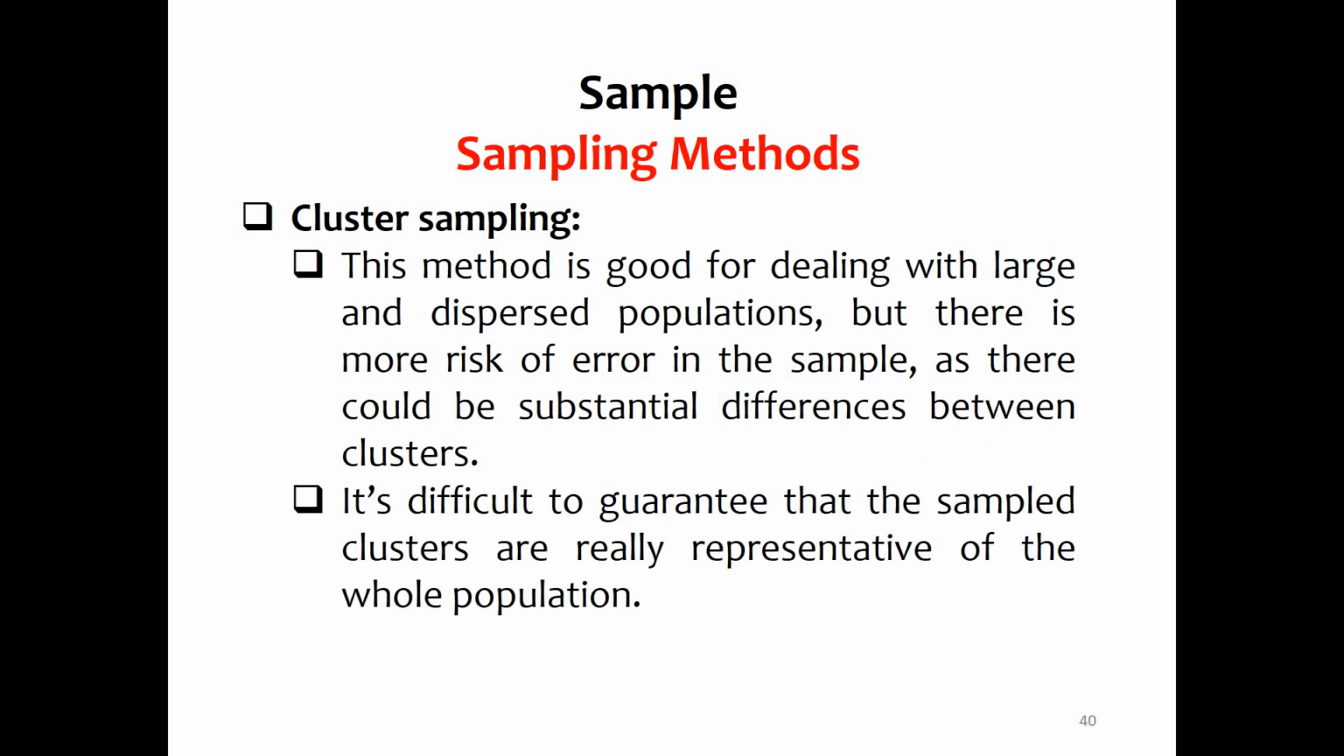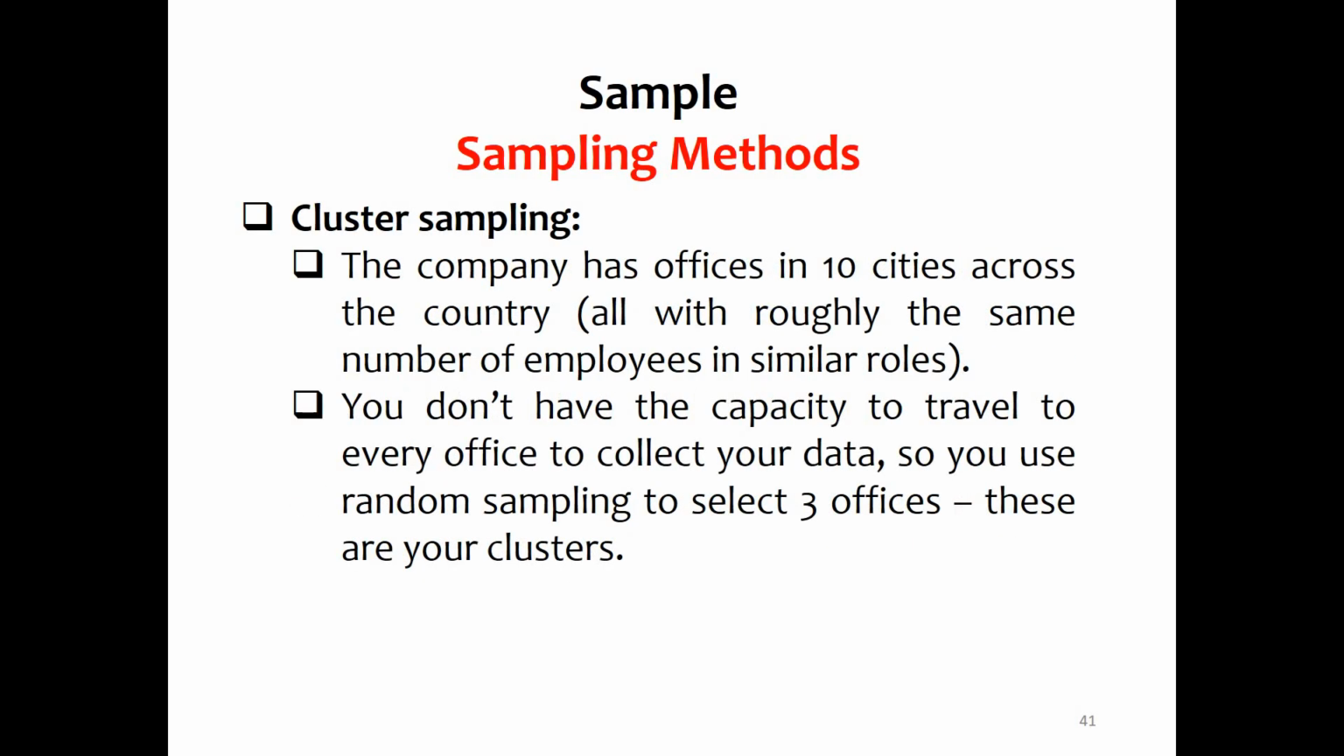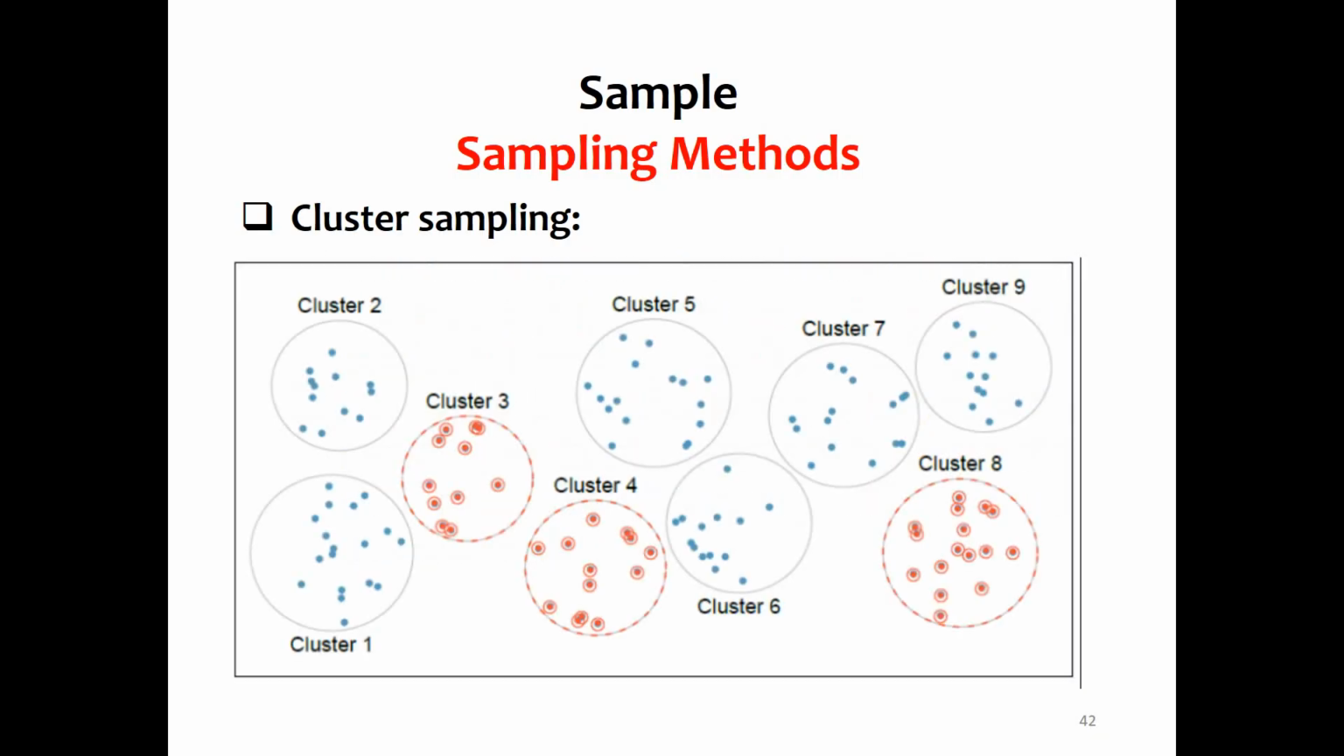This method is good when the population is large and scattered more. As an example, the company has offices in 10 cities across the country, all with roughly the same number of employees in similar roles. You don't have the capacity to travel to every office to collect your data, so you use random sampling to select 3 offices. These are your clusters.